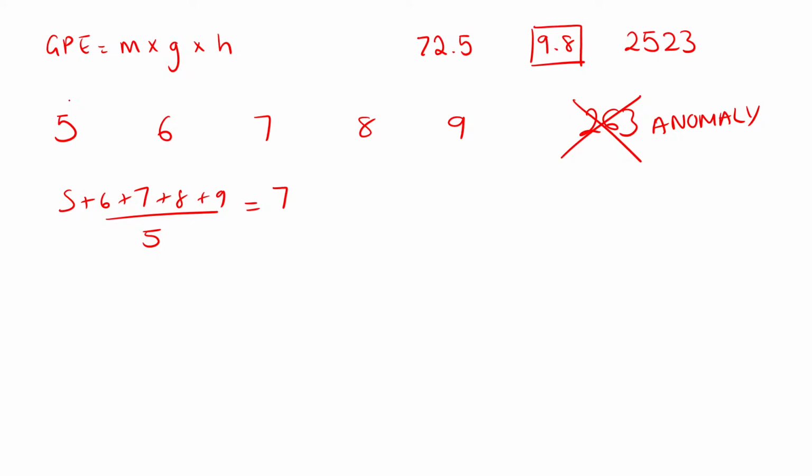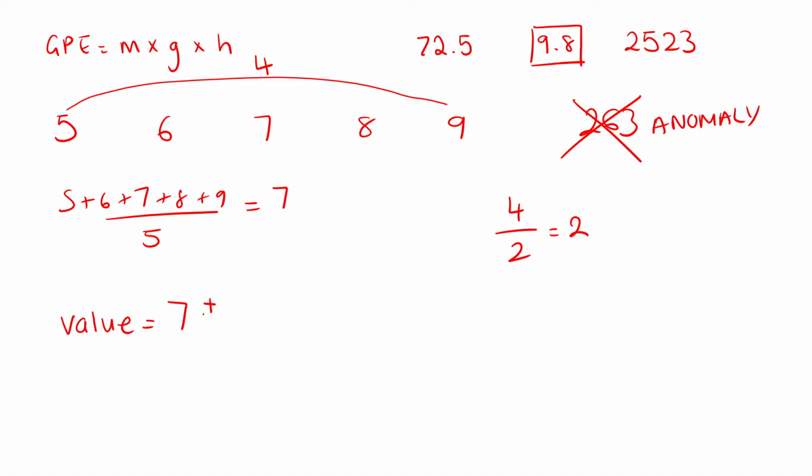Then for my uncertainty, what's the range? The range is 4. And what's half the range? 4 over 2 is 2. So my value is 7 plus or minus 2, where the plus or minus is half the range. Technically it should be about displacement from the mean, but in the last few years AQA have always made it half the range. So we define uncertainty as the spread of values around the mean.